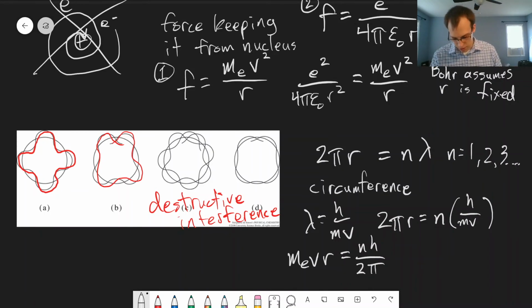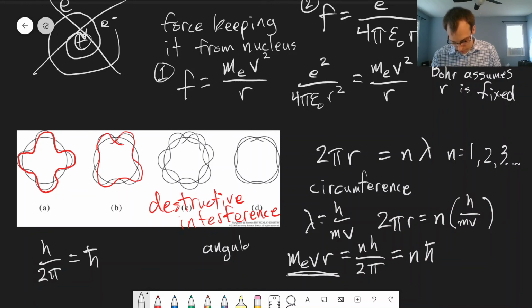We can make a substitution here, one we'll use a lot in this class. h over 2 pi we call h bar, because this shows up all over the place in quantum mechanics. So we can say this is equal to n h bar. This m_e v r that shows up on the left-hand side of this equation is the angular momentum of the electron spinning around in its orbit. And the assumption that Bohr makes here is that the angular momentum has an integer component. This is, yet again, another quantum effect.